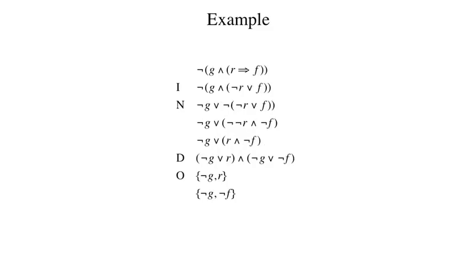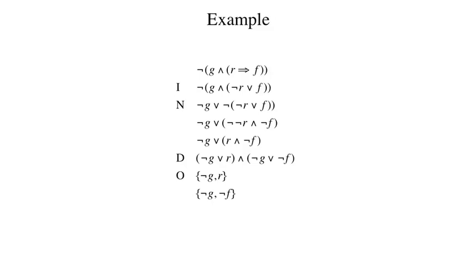As a slightly more complicated example, consider the following conversion. We start with the same sentence, except that in this case it's negated. The I step in this case is the same as before. However, this time around we have a negation operator on the outside, and we need to push that in before we can continue.